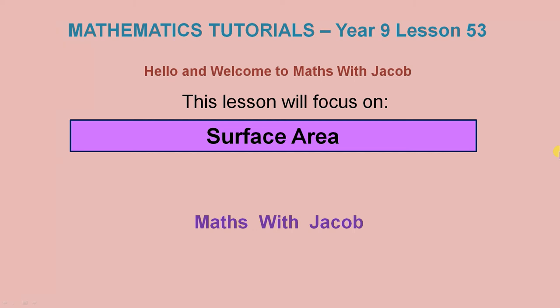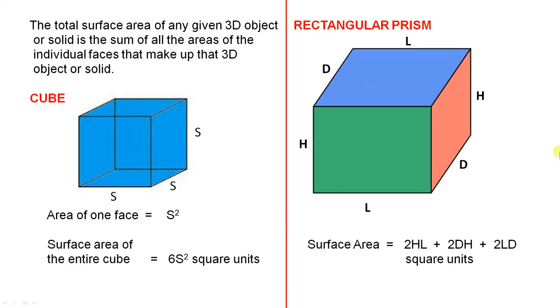This lesson will focus on surface area. The total surface area of any given 3D object or solid is the sum of all the areas of the individual faces that make up that 3D object or solid. Let's have a look at some examples.